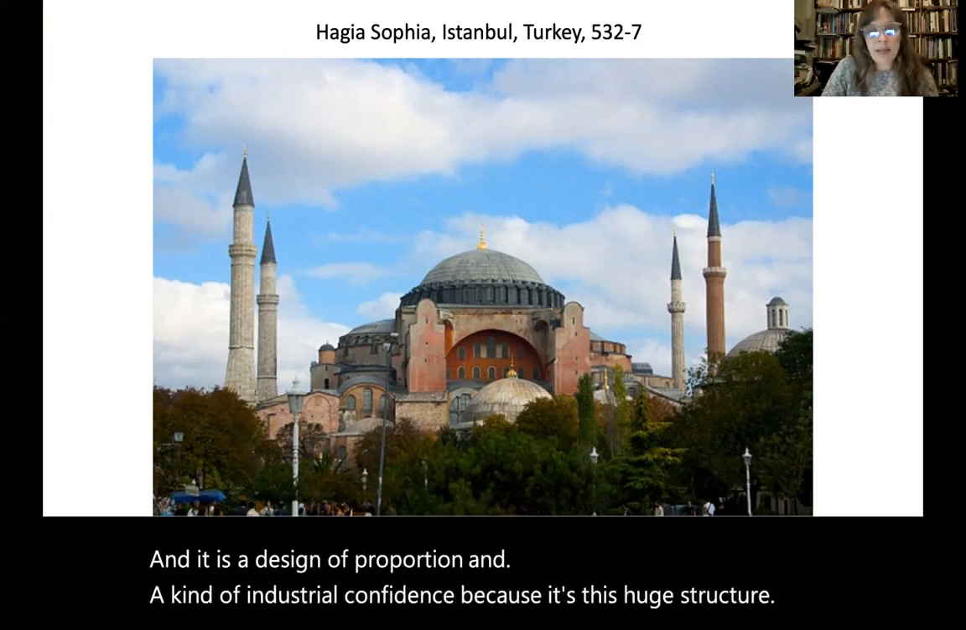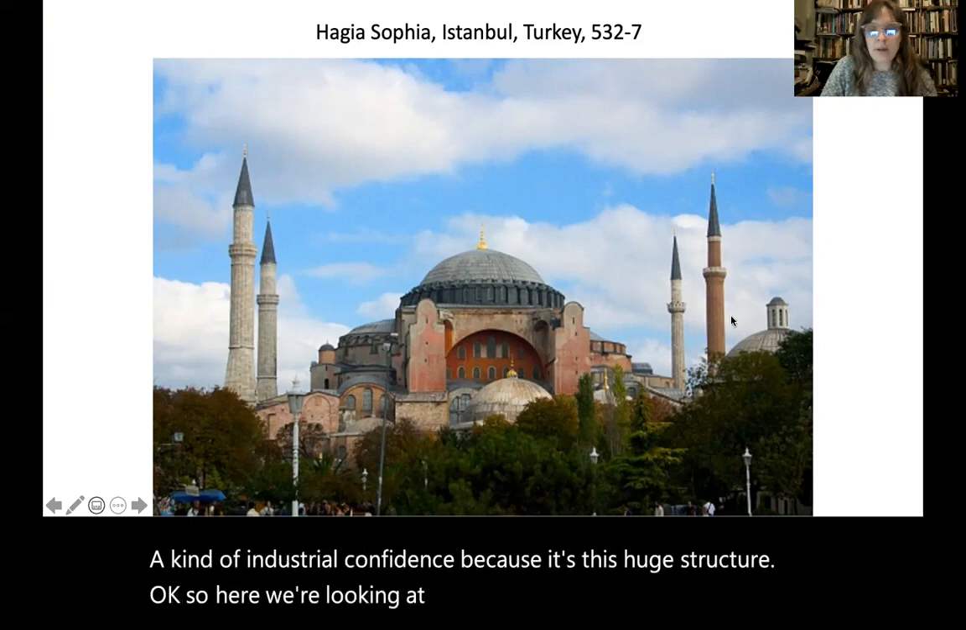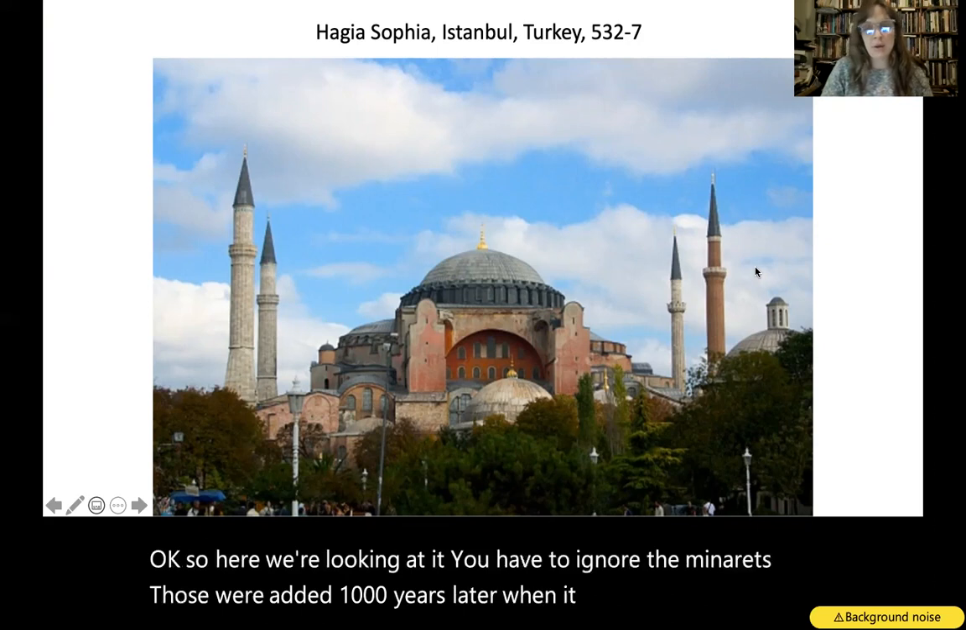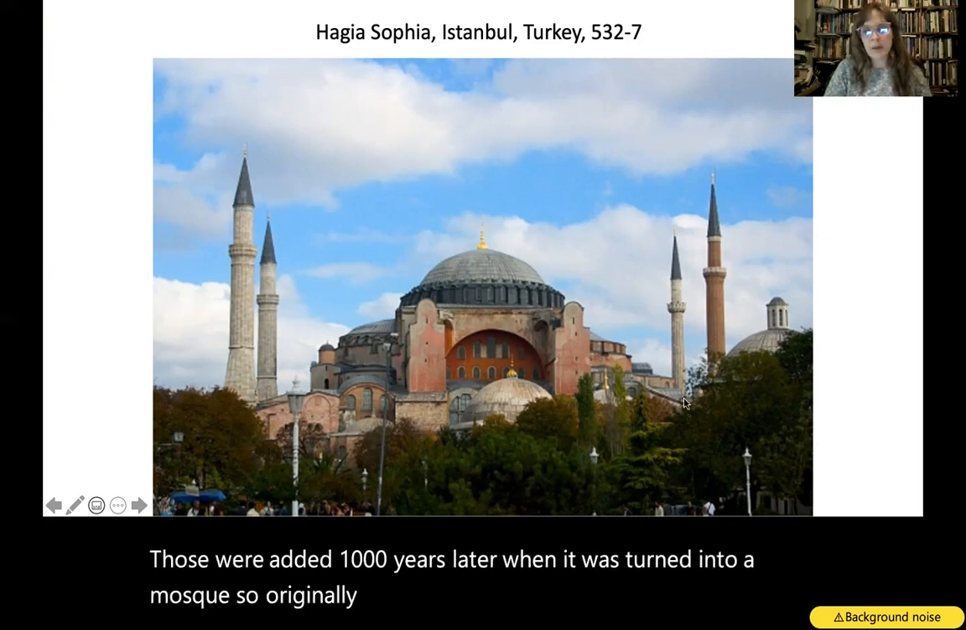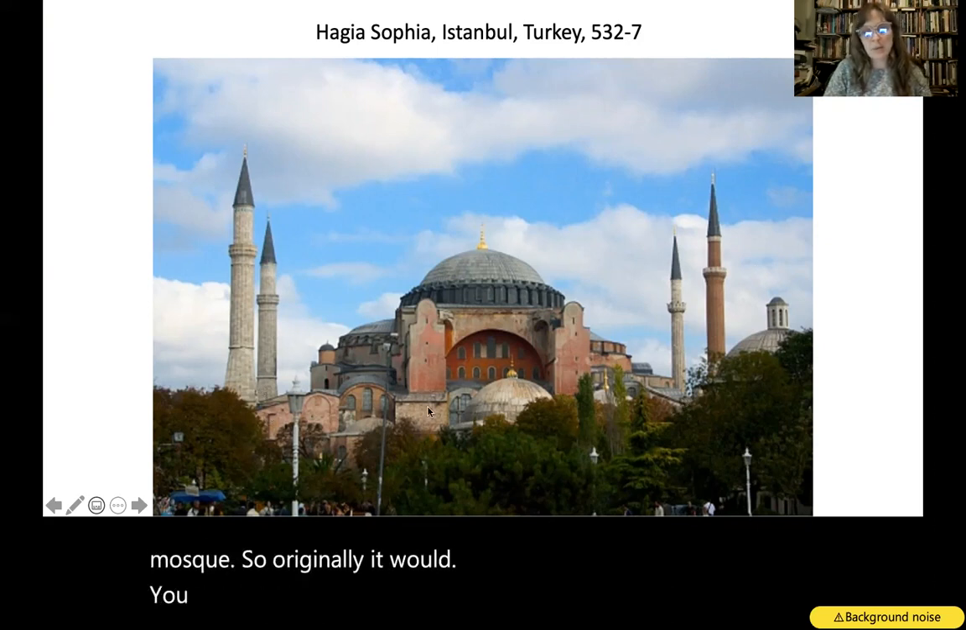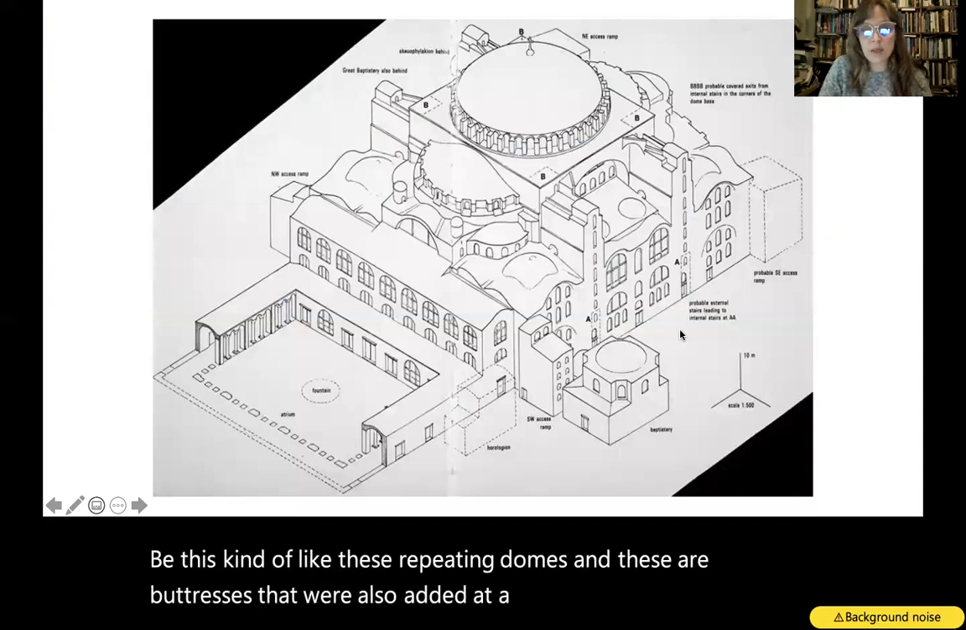Okay, so here we're looking at it. You have to ignore the minarets. Those were added 1,000 years later when it was turned into a mosque. So originally it would be these repeating domes. And these are buttresses that were also added at a later date. So we'll get you to a cutaway.